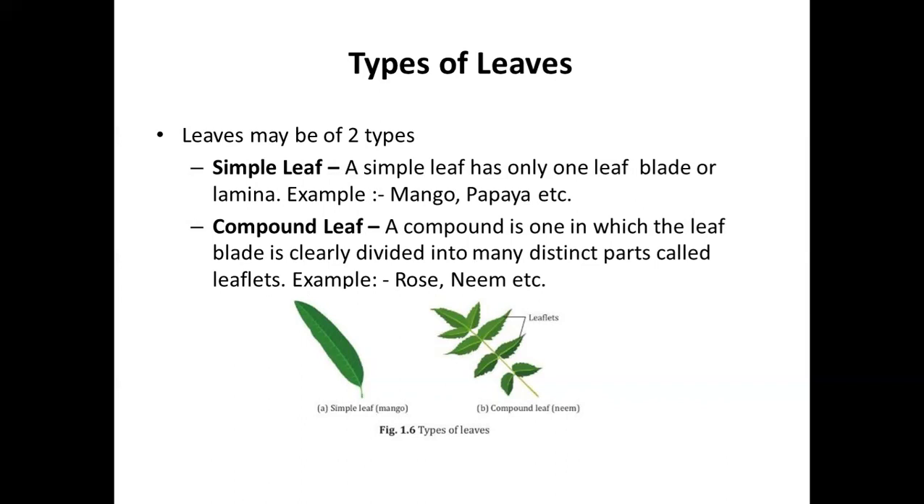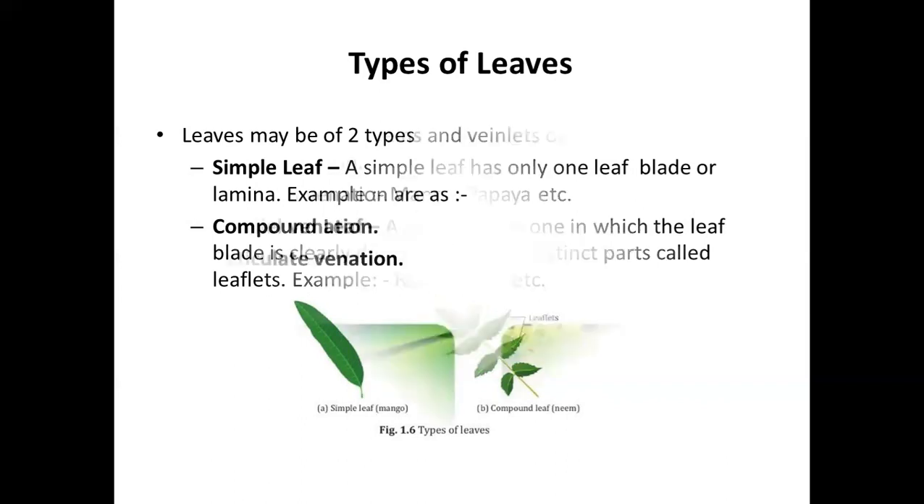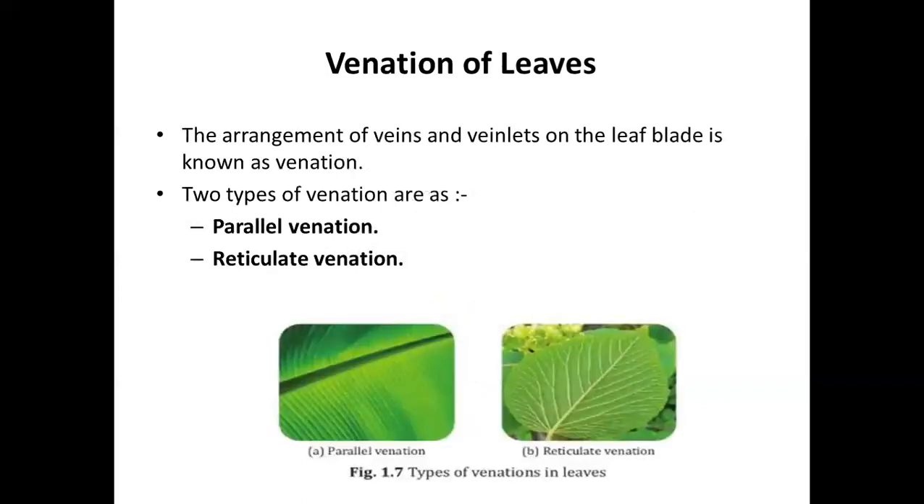The next topic is venation of leaves. Two figures are also mentioned here. The first one is parallel venation, which we can see in banana and other plants also, such as leaves of maize and leaves of fan palm, etc. And next is reticulate venation, an example being leaves of castor, peepal, and mango.